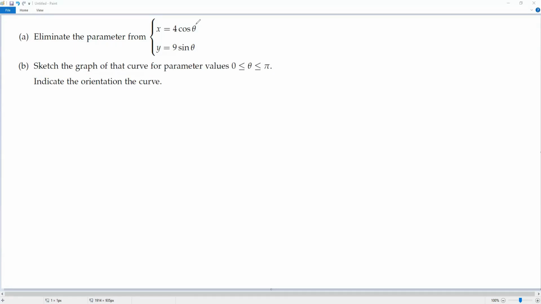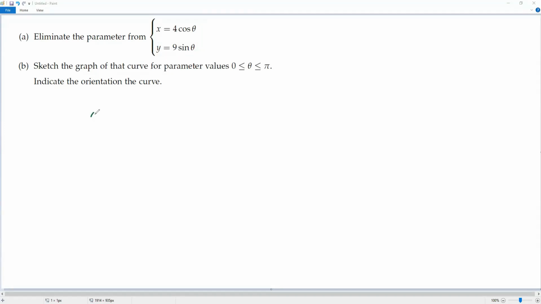Here in the given parametric equations, theta is a parameter and we have to eliminate the parameter theta and give the equation in terms of the variables x and y. To eliminate the parameter theta, I'm going to solve for cosine theta from the first equation and for sine theta from the second equation.